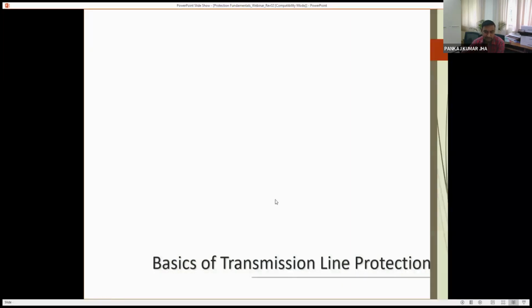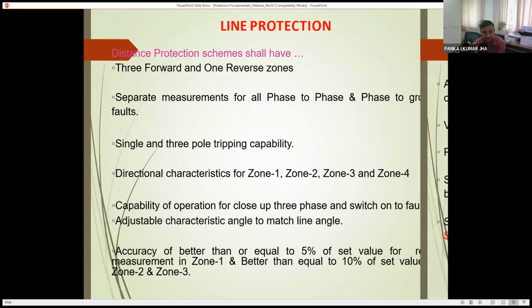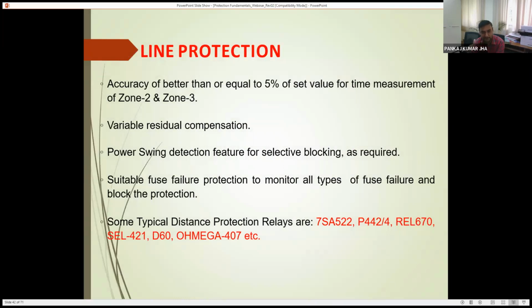So now, what are the basics of transmission line protection? If you recall from the very first or second slide, I have stated that if there is a short circuit on the transmission line, then you are having an increase in current and, at the same time, a reduction in voltage. Based upon these two factors, current and voltage, we can design a protection system which takes these two quantities, calculates this ratio to give impedance, and continuously monitors this impedance. Whenever that impedance falls below a set limit, it will issue a trip command. So this type of system is called a distance protection system.